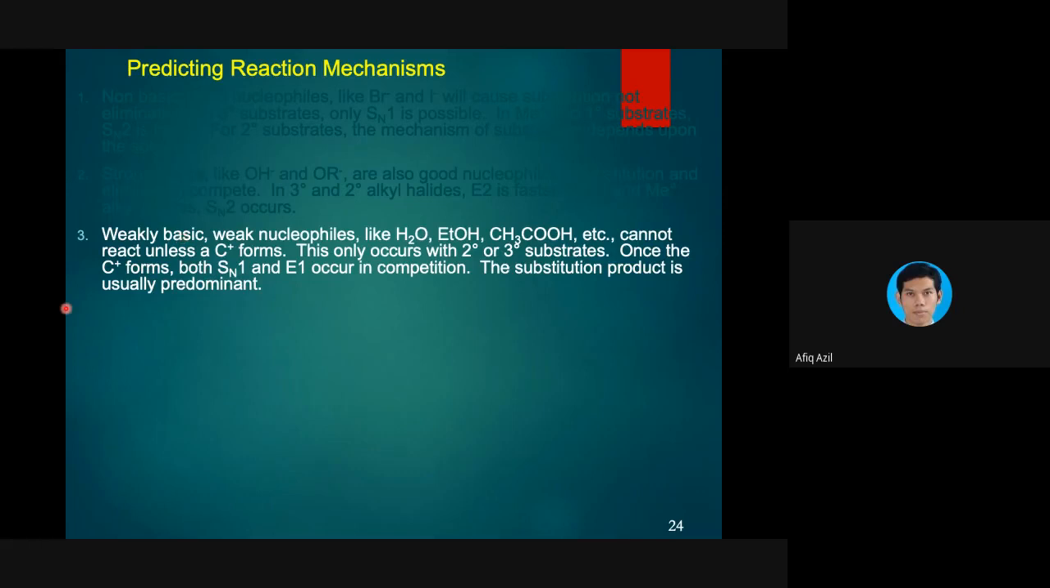If weakly basic and weakly nucleophilic species are used, like water, ethanol, or ethanoic acid, also known as acetic acid, they cannot react unless a carbocation is formed. That means the alkyl halide must form a carbocation first. The leaving group, the halogen, must leave first. This will only occur for secondary or tertiary substrates. Once the carbocation forms, SN1 and E1 will compete as well. The substitution product is usually predominant, so normally it will favor the SN1 reaction instead of E1.